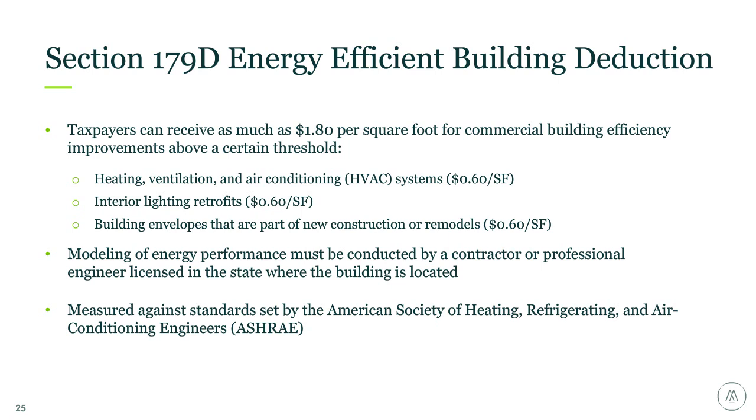Taxpayers can also claim deductions for just 1 or 2 of the per square foot deductions, depending on the type of work completed. So for instance, if you had just an interior lighting retrofit project only, you could receive 60 cents per square foot just for that project alone. And a contractor or professional engineer licensed in the state where the building is located must model the energy performance of the building and compare it to standards set by ASHRAE.